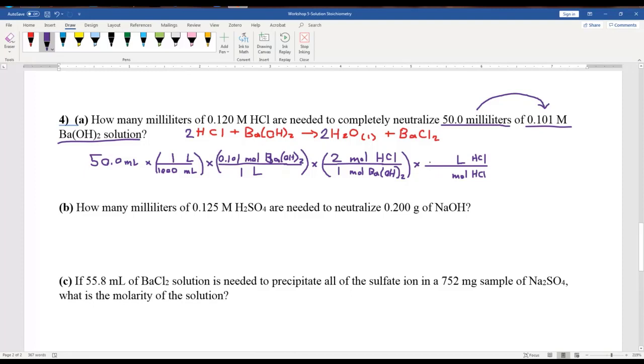0.120 in front of moles and 1 in front of liters. Yes, exactly. Moles per liter is always per 1 liter. Very good. And then from there, do I need to do anything or can I just calculate it? Well, technically you need one more conversion factor. I need to convert liters to milliliters, right? Yes. And so 1,000 milliliters is equal to 1 liter.